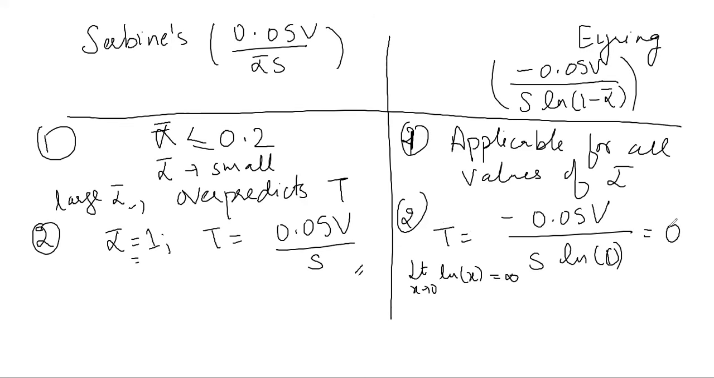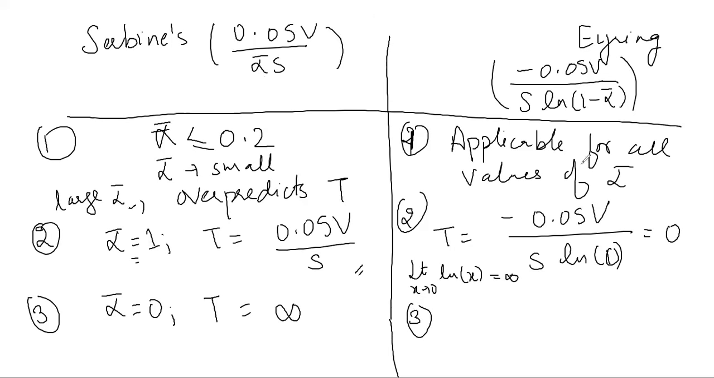If you talk about the other extreme, which is when your alpha bar is equal to 0, which basically means that now you have a perfect reflector. There is no absorption of sound. Everything that is falling on the surfaces is going to be reflected back. If alpha is equal to 0, in Sabine's expression your reverberation time becomes infinite, which is what we should expect because there is no absorption. So sound is going to be reflected an infinite amount of time.